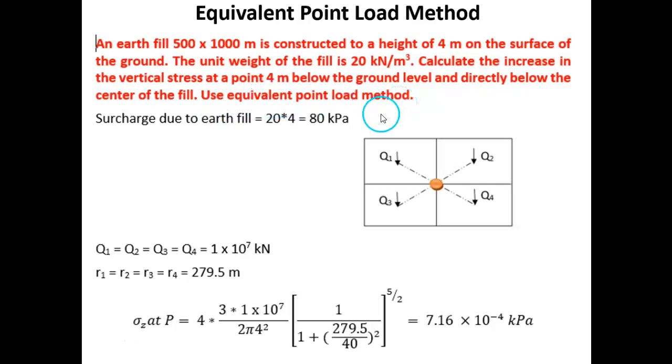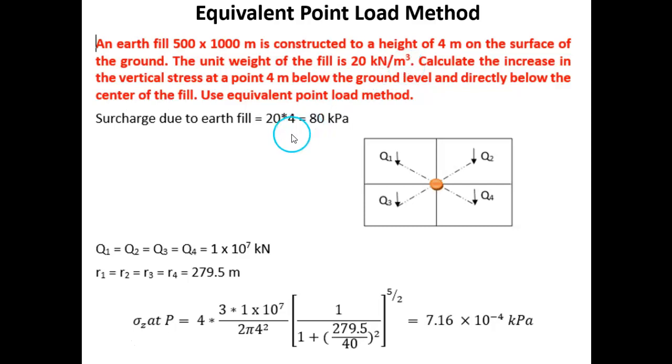So here the dimensions of the earthfill is 500 by 1000 meter, which is like a rectangle. Here we have to find the vertical stress at a depth of 4 meter. So Z value is 4 meter. And the unit weight of the fill is given as 20 kilonewton per meter cube.